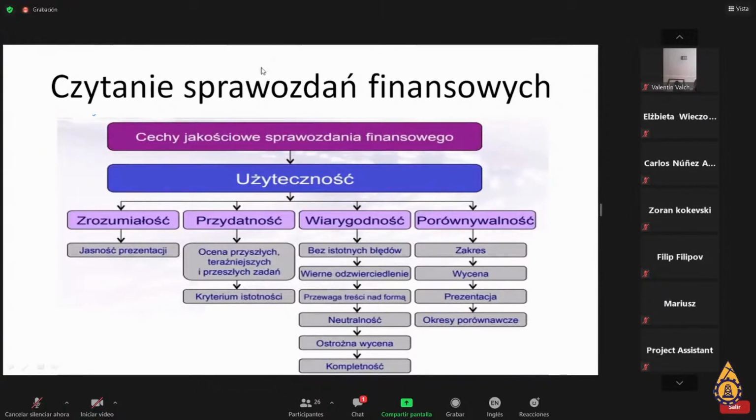Here I presented a chart that illustrates the qualitative measures.